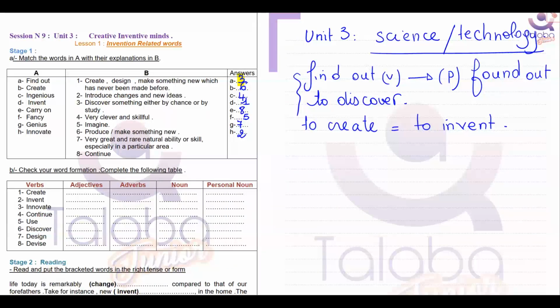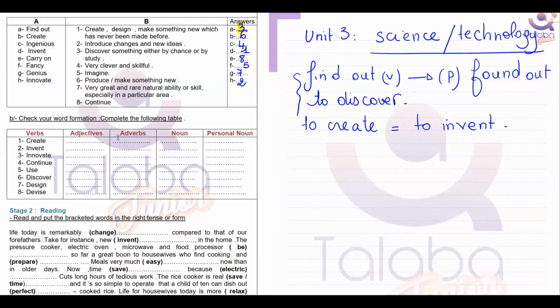Okay? Now let's move to exercise number 2. Here we need to check our word formation. We need to give the adjective, the adverb, the noun, or the personal noun. Okay? Before starting with this, we need to explain first what is an adjective. When do you need an adjective?